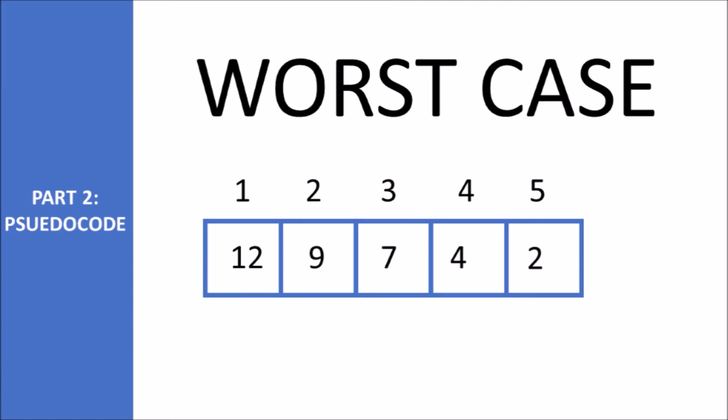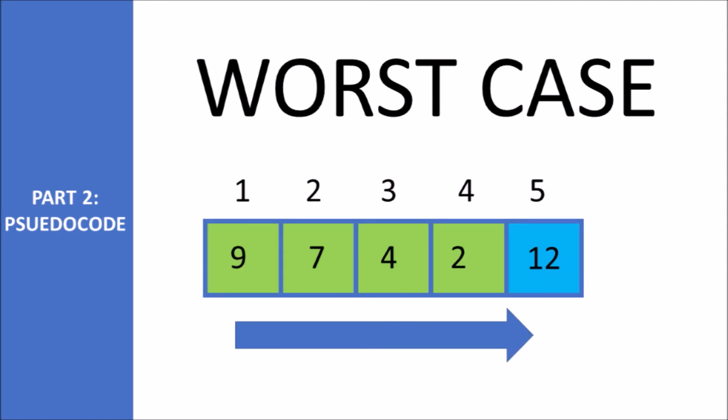Now, let's consider the worst case. This means the array is in reverse order. Notice the first value bubbles to the top, and the reverse order array shifts to the left by 1. Notice it happens again, and for every iteration of the outer loop. This means we will have one swap for every iteration of the inner loop.